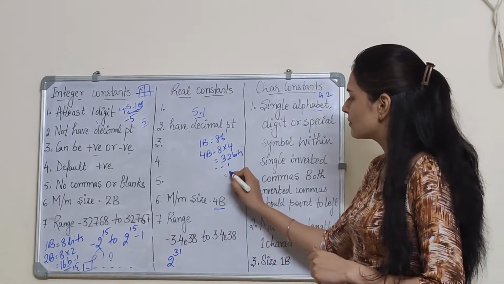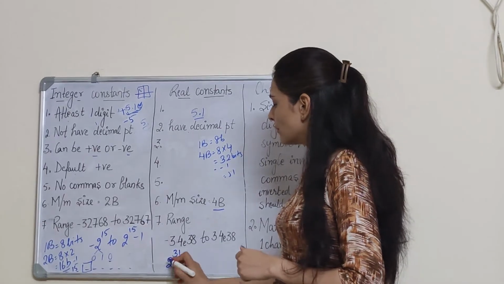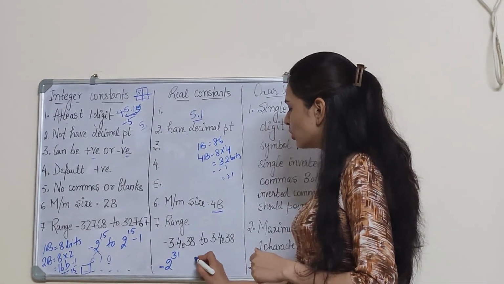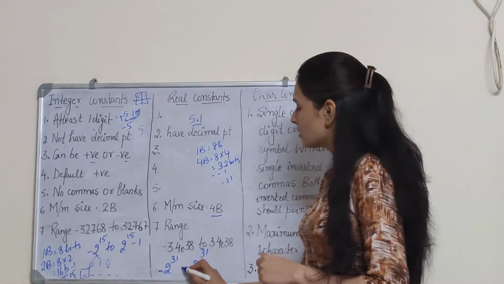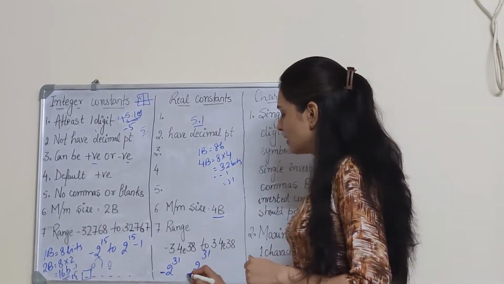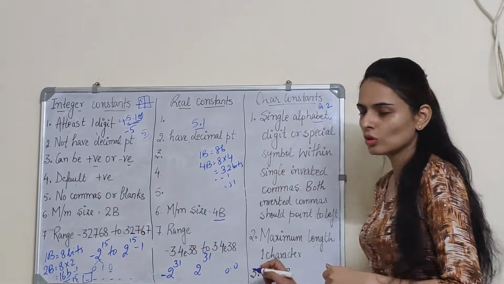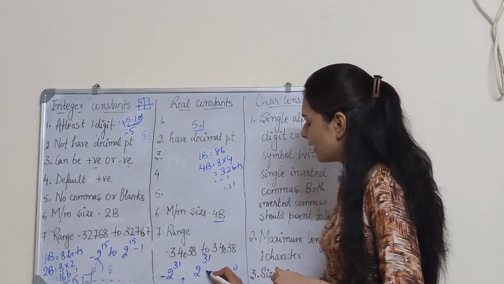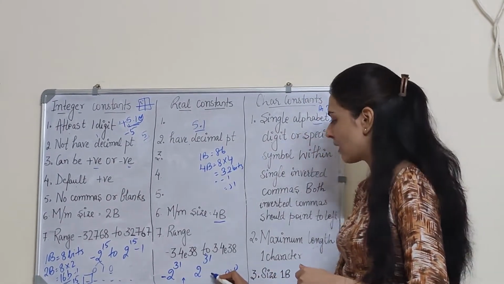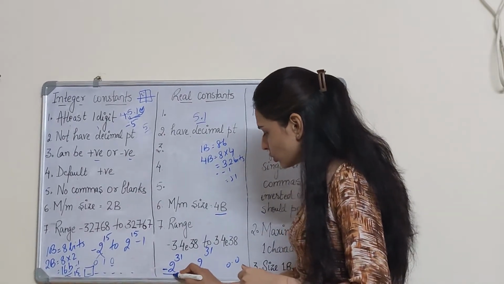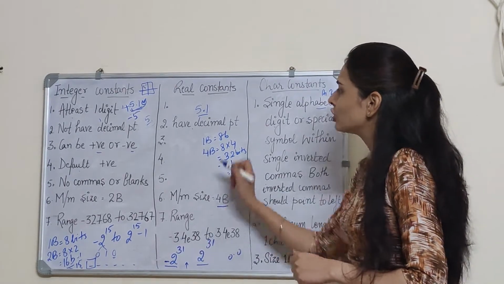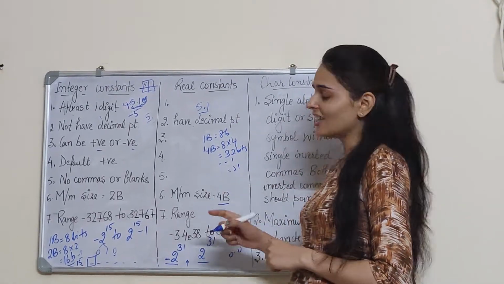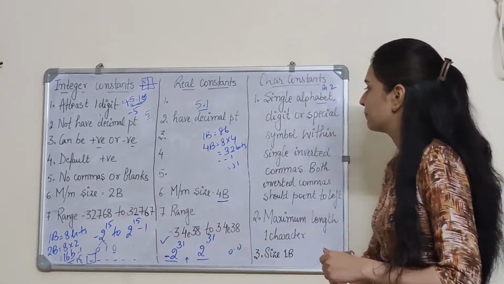So minus 1 comes out to be 31. So 2 to the power 31 minus up to 2 to the power again 31. Now 0 is not a real constant because it is not written like this. So we will not take 0 value over here, and so we will not subtract minus 1 from here. So minus 2 to the power 31 to 2 to the power 31 is the range of real constant. Since it is a very large number, it is written in this format.